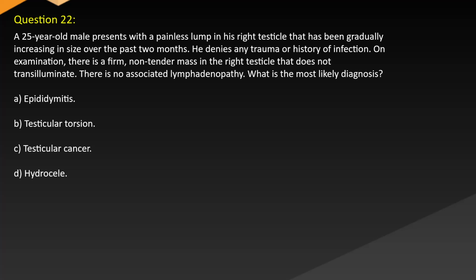Question 22. A 25-year-old male presents with a painless lump in his right testicle that has been gradually increasing in size over the past 2 months. He denies any trauma or history of infection. On examination, there is a firm, non-tender mass in the right testicle that does not transilluminate. There is no associated lymphadenopathy. What is the most likely diagnosis? A. Epididymitis. B. Testicular torsion. C. Testicular cancer. D. Hydrocele.